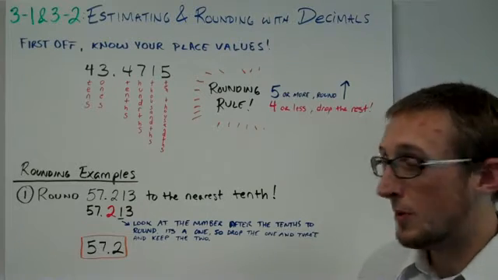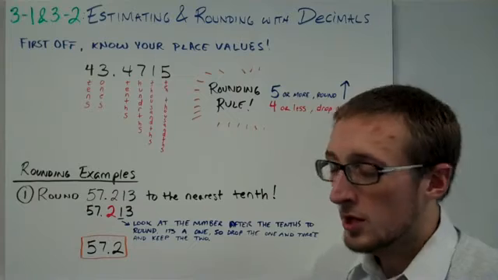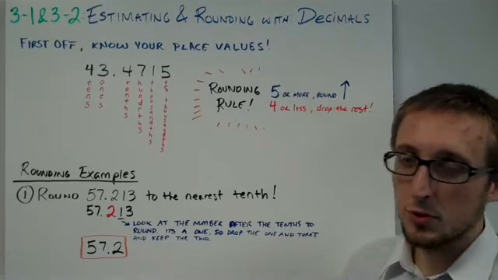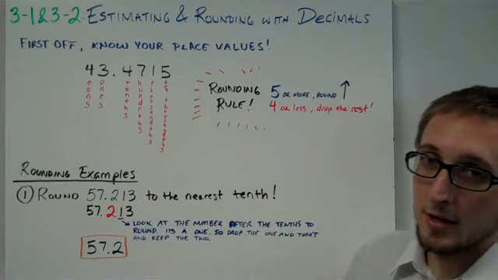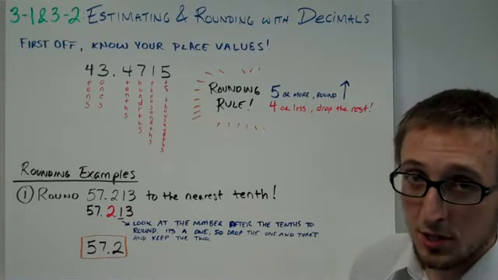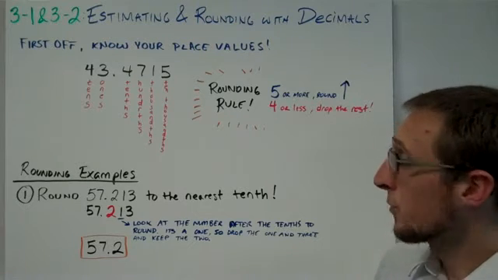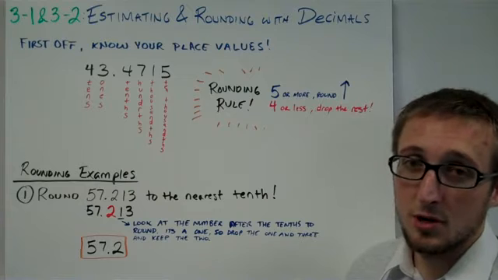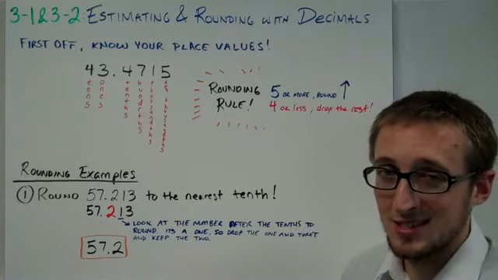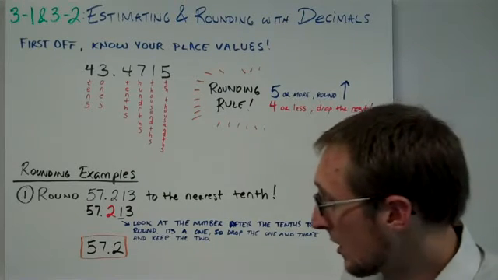So let's go ahead and jump into rounding. Remember your rounding rule. If it's 5 or more, you want to round the next number up. If it is 4 or less, you drop the rest. What I mean by 4 or less is you drop the rest of the values I'm talking about and keep that value at the same spot. So let me show you what I mean.